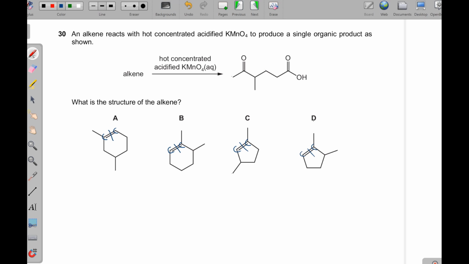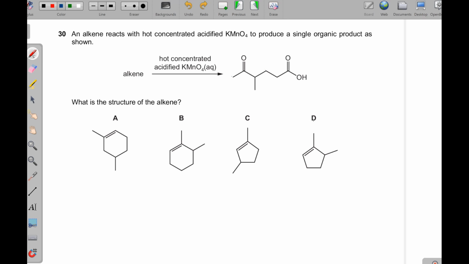Now, when you look at this product here, how many carbon atoms does it have? 1, 2, 3, 4, 5, 6, 7. Okay, there are 7. So let's count here. What do we have? The carbon atoms we have in these options given: 1, 2, 3, 4, 5, 6, 7, 8. So this one is off. Okay, this one is off here.